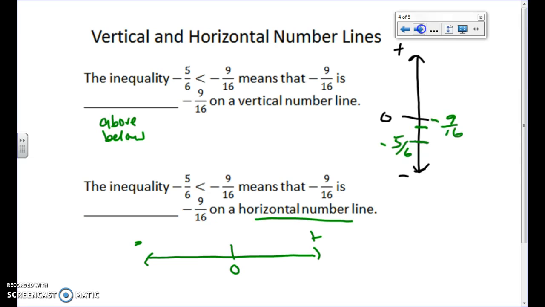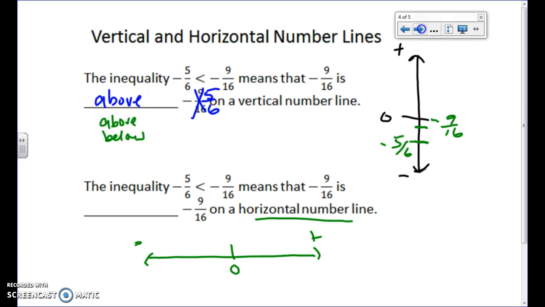And we could always compare the two fractions. If we wanted to find an equivalent fraction, we could make the denominators the same. So in this case, -9/16 is, this should be -5/6. -9/16 is above -5/6 on a vertical number line.